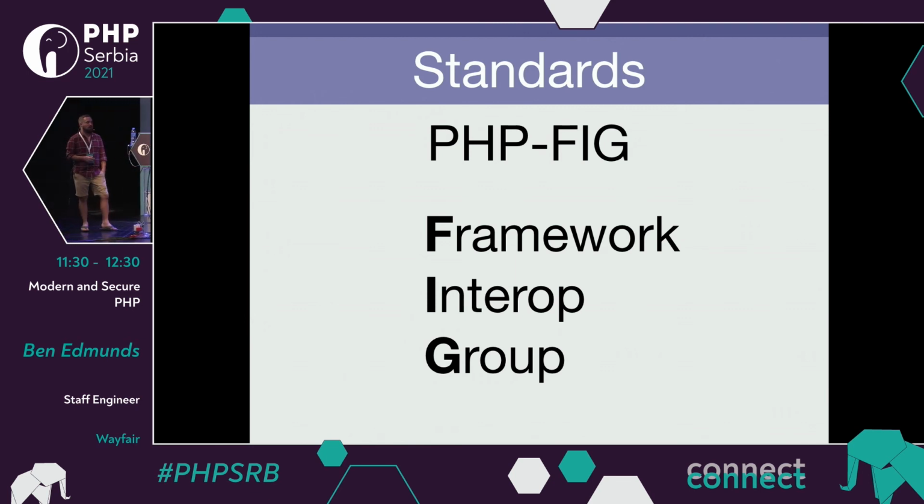The idea behind the FIG is that we're going to get together large projects in PHP, find out how we're doing things, discuss the trade-offs, and then define a standard that helps us do things in similar ways. That way, if you switch between Laravel and Slim, you don't have to start all over in the way everything's handled. You'll have a general basis for how things work.